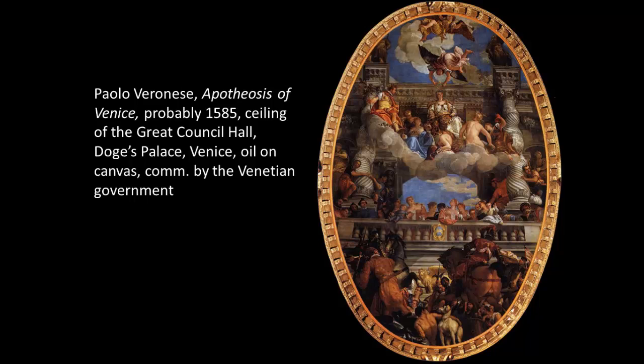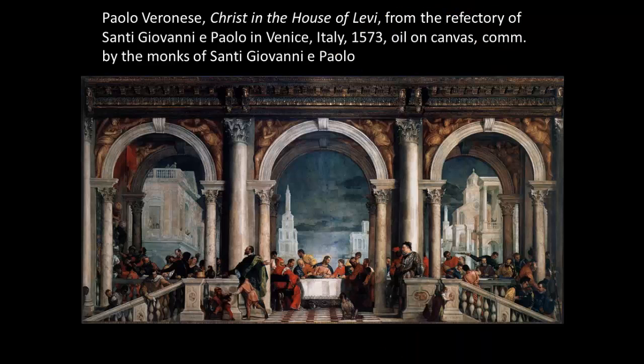Again, it's composed with the idea that we're seeing this from below, and so it's almost as if we're a part of that group surrounding the architecture just on the lower level. In this work, we see a dynamism in lighting effects and dramatic foreshortening. So Veronese was a very skilled painter. So Veronese also worked for ecclesiastical patrons during his career.